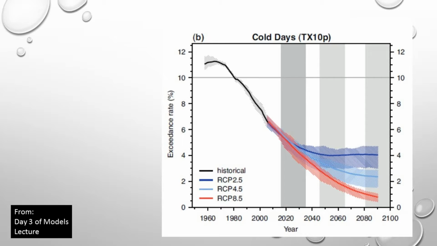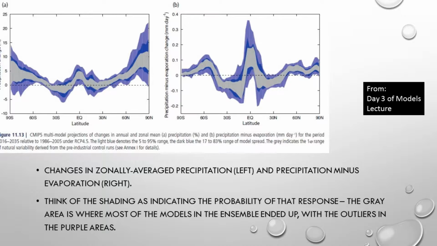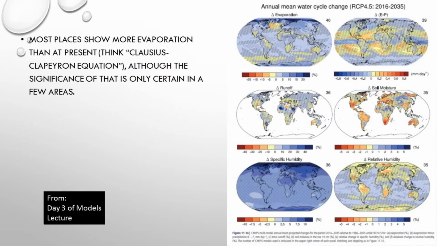Just talking more about ways in which the climate could be changing, we see that it's hard to make good regional predictions as to what the precipitation is going to be doing, but overall there'll be more precipitation at the equator and there'll be more precipitation at the poles. And overall, know the things about the changes in the water cycle. More evaporation, more water vapor in the atmosphere, things like that.